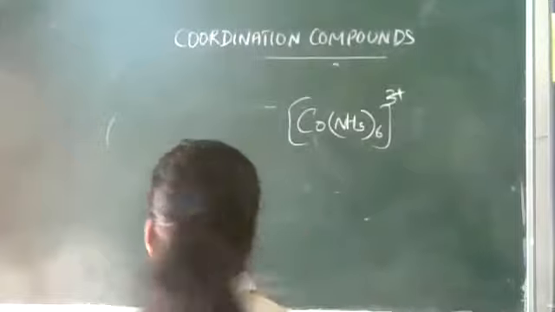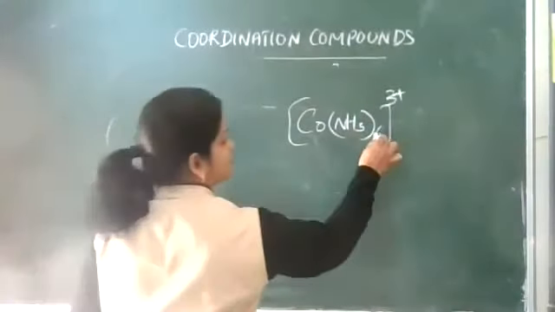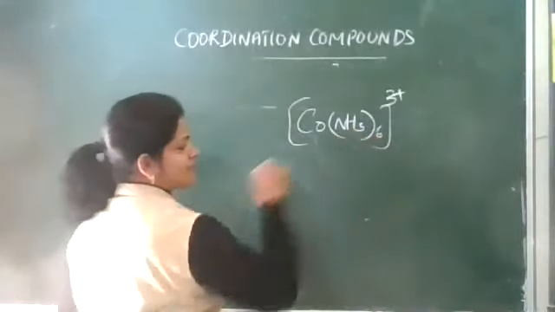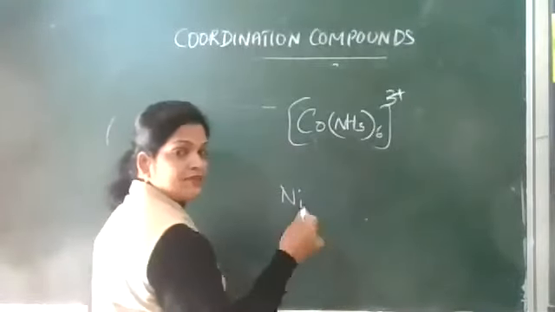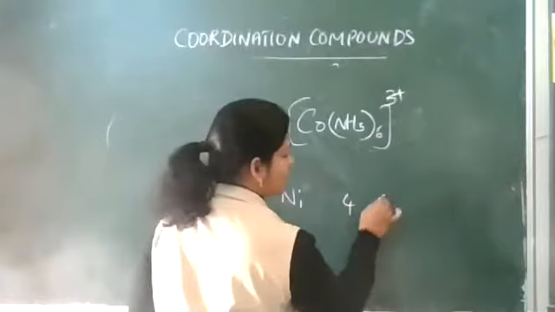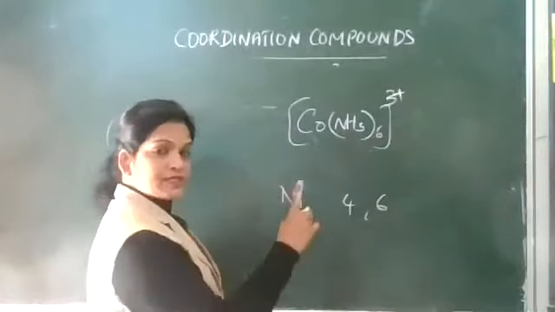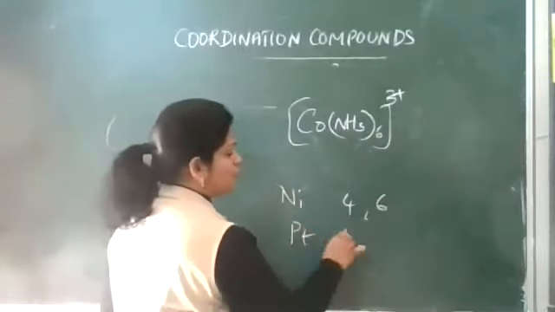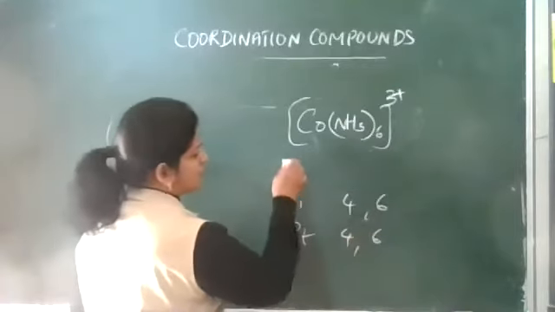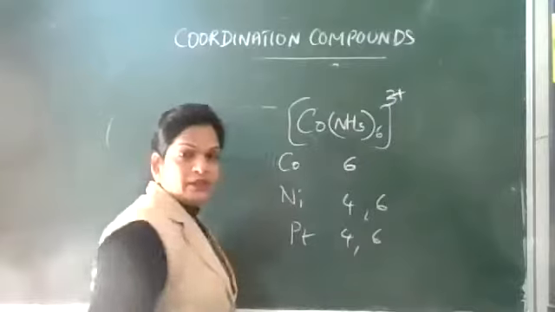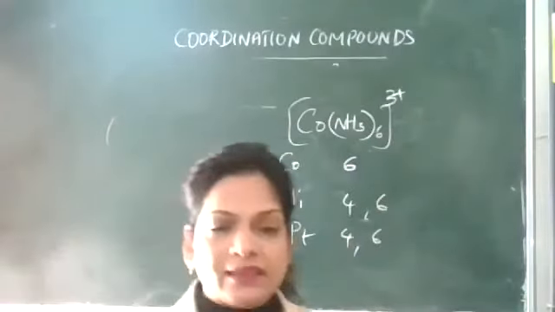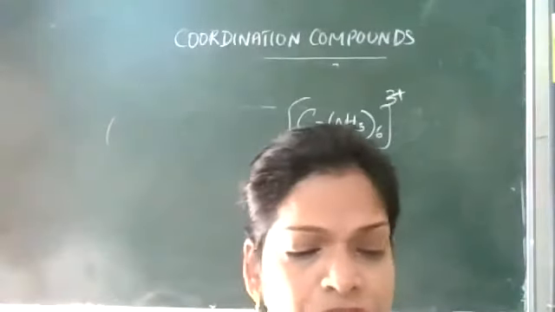In the case of cobalt, the secondary valency is 6. In the case of nickel, the secondary valency is fixed, meaning 4 and 6. Platinum, 4 fixed, 6 fixed. Then Fe, Co, that is 6. So these secondary valencies are fixed.